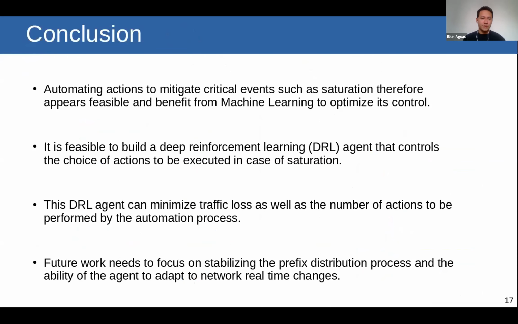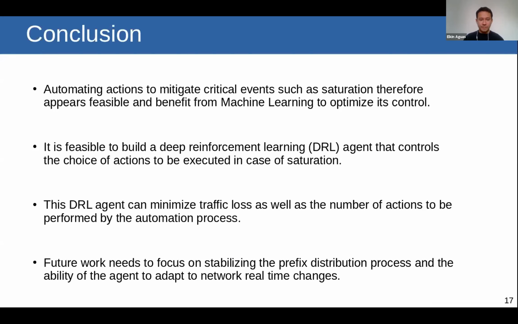So, some conclusions. In terms of the feasibility of automating actions to mitigate critical events in networks, we can say that it is possible. Automating helps with these critical events that are usually handled by humans in a manual process. We can see also that machine learning helps to optimize this control. Regarding the agent and the deep reinforcement learning process, it is also feasible to use them to control the choice of actions in this specific saturation scenario.